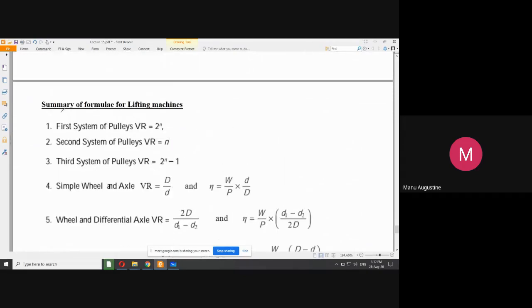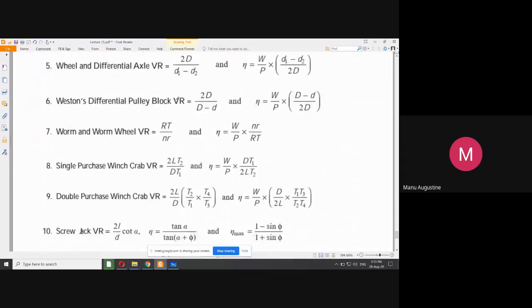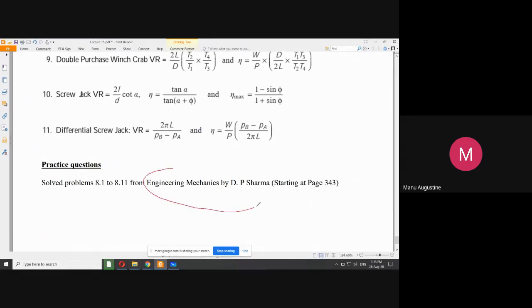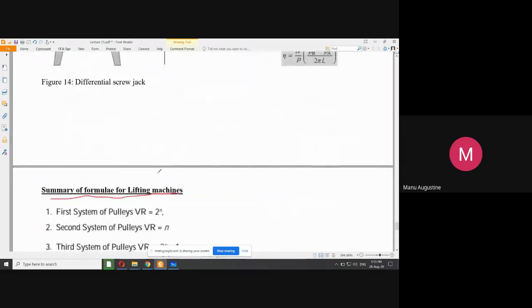And just let me interrupt myself. I have made a summary of all the formulae and put it in one place also. This is actually given in the textbook Engineering Mechanics by D.P. Sharma. I have made this whole set of notes for this particular lecture from Engineering Mechanics by D.P. Sharma. So you can go and refer to that book directly from the topic of lifting machines. And even all the practice problems have been proposed by me from the same book.